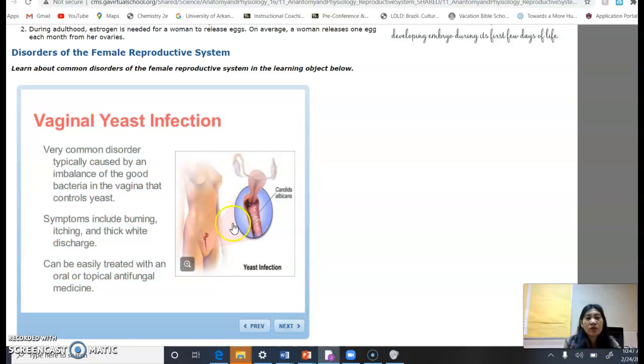We also have vaginal yeast infection. This is a very common disorder. Do you know why? Because it is caused by the imbalance of the good bacteria in the vagina, because we have good and bad bacteria in certain parts of our body. But there's an imbalance of the good bacteria in the vagina that controls the yeast. So females experience burning, itching, and thick white discharge if you have this vaginal yeast infection. But it can be easily treated with an oral or topical antifungal medicine.